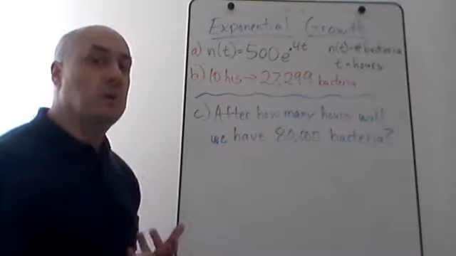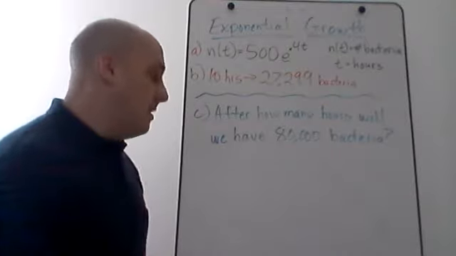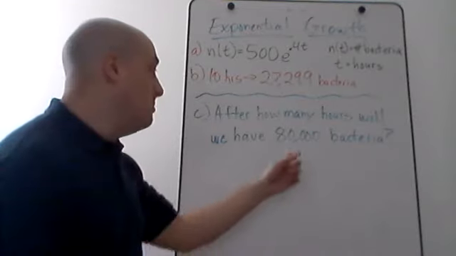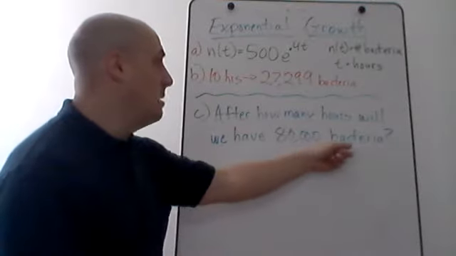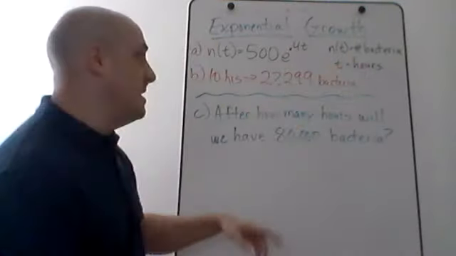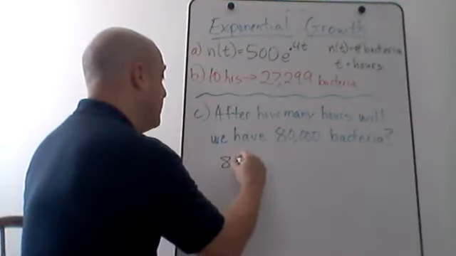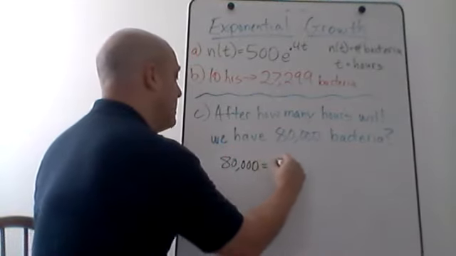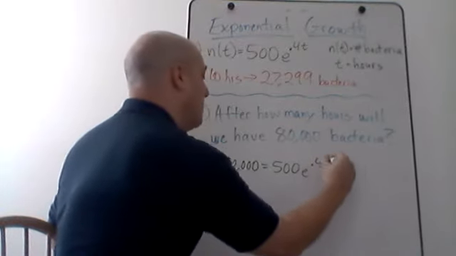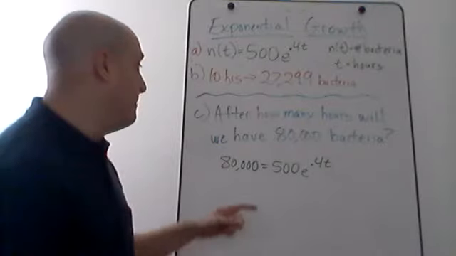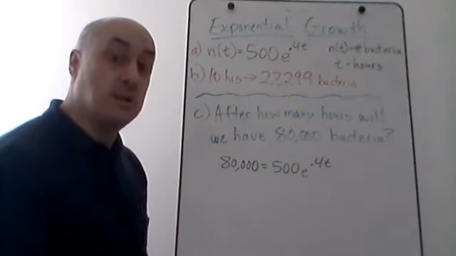So once again, knowing what those variables represent is very important when you're doing a word problem, and then also reading the problem carefully so that you know the number they give you, which one of the variables is that? It's the number of bacteria, that's the n of t, so put that 80,000 over on the left side of the equation for n of t. So 80,000 equals 500 e to the 0.4 t, and we want to solve now for time because we're asked after how many hours. We're looking for the number of hours, we're looking for the time.